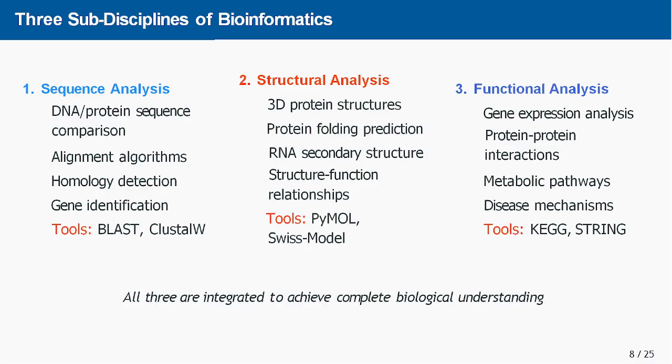And the third one is functional analysis. Functional means how genes will express themselves, how protein-protein interaction will take place, then metabolic pathways that will give rise to diseases. So we can understand that due to the change in protein synthesis, in the codons, or in the DNA gene expression, we are getting the disease. That means the mechanism of disease can be better understood. The tools we can use for analyzing the functions are KEGG and STRING.